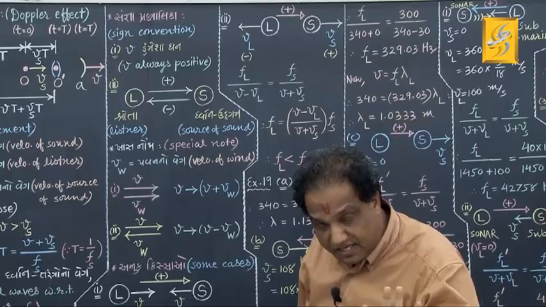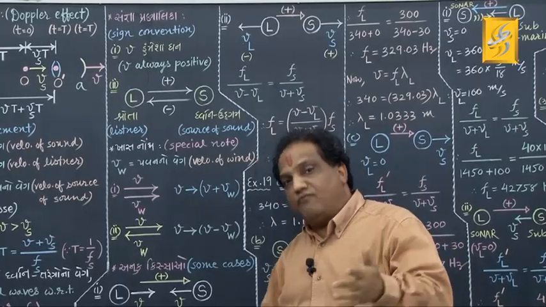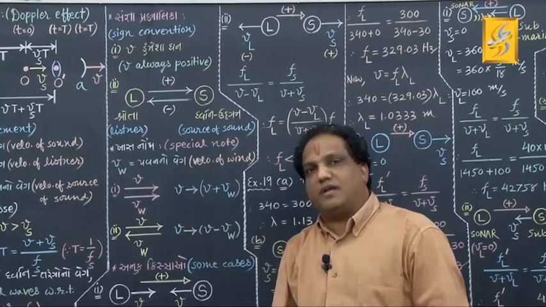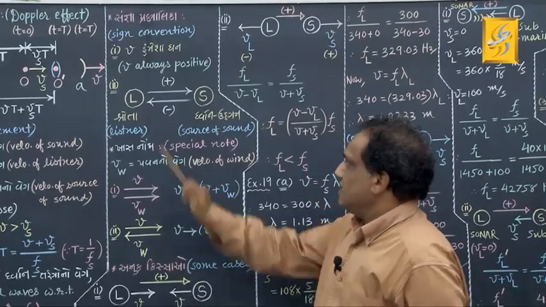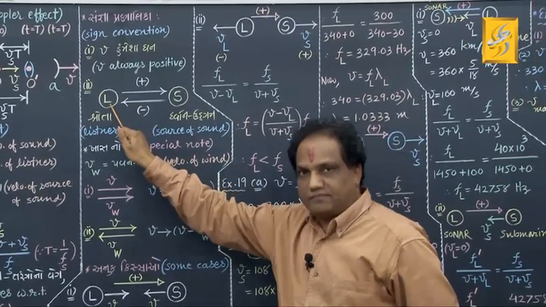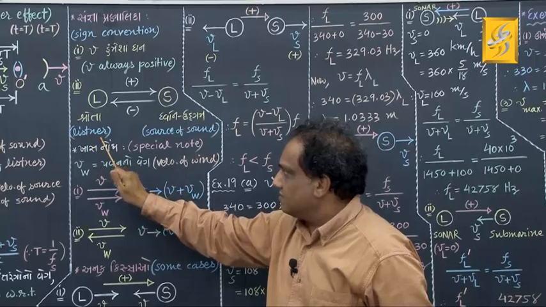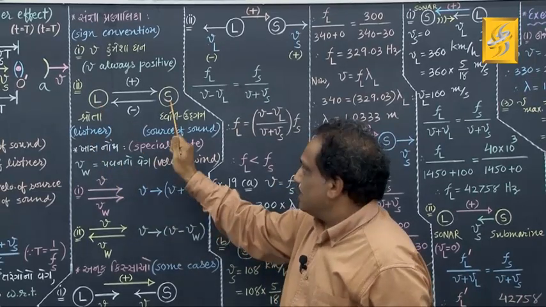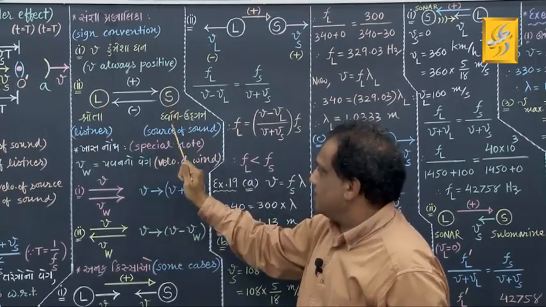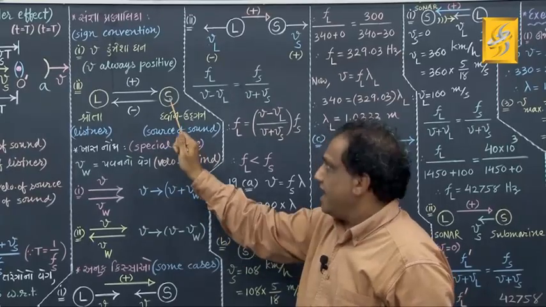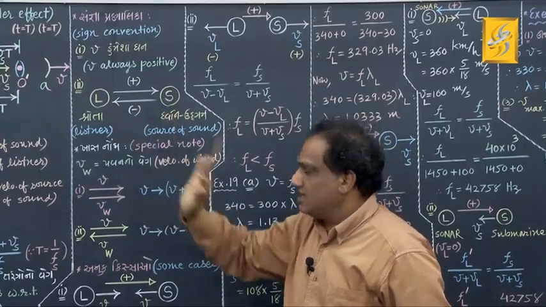VL and VS. Among VL and VS, which should be taken positive and which should be taken negative? I am showing you. Suppose here is the listener. I am writing L for listener. Suppose here is the source of sound wave. I am writing S for source, L for listener.